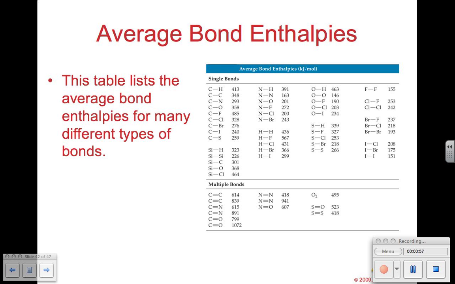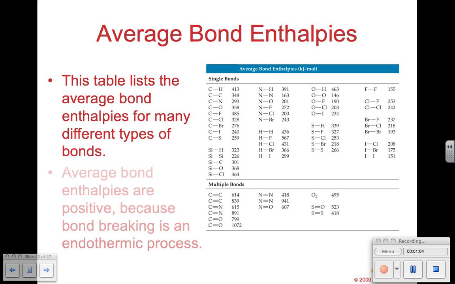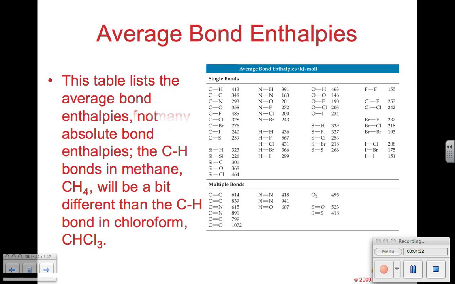So the table in your book has the average bond enthalpies for a variety of bond types. You can see you've got sets of single bonds, and you also have a variety of double and triple bonds, and you can see how those energies increase when you get double and triple bonds versus single bonds. The average bond enthalpies are positive because bond breaking is an endothermic process. It takes energy to break a bond, and then when bonds are formed, energy is given off in that process.